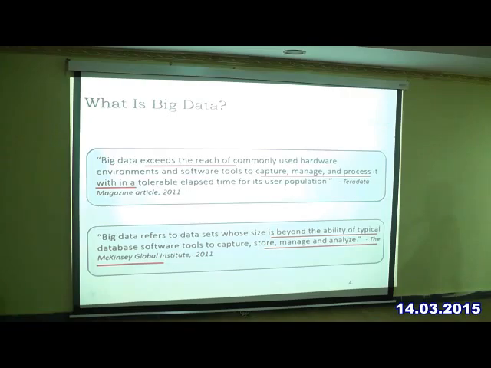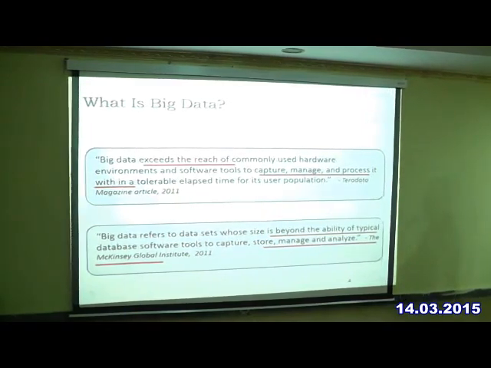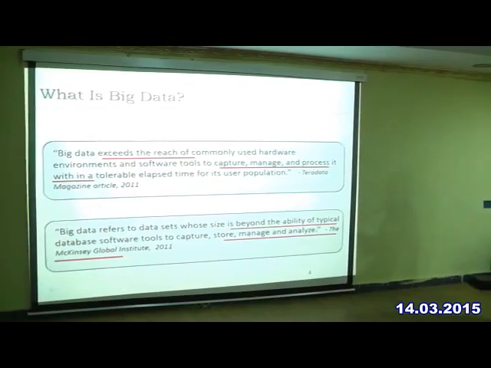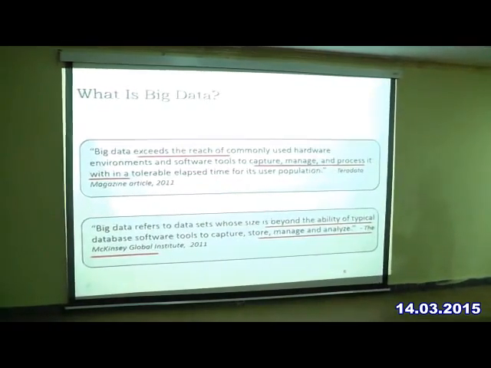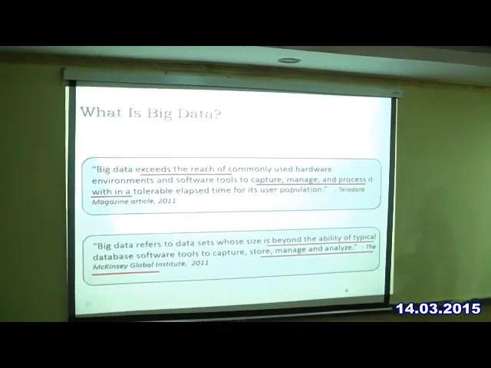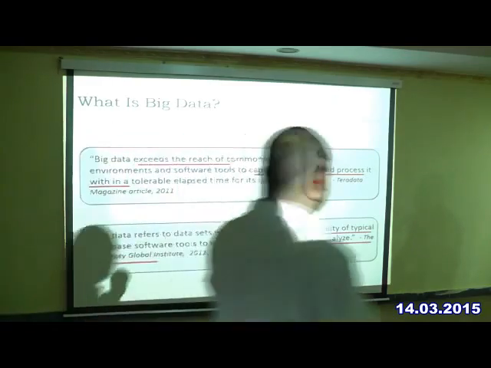So these are some other standard definitions. Big data exceeds the reach of commonly used hardware and software tools. We have got some set of tools. What will we be using those tools for? To capture, to manage, to process. With the existing tools, if you are unable to, in some sense, you can apply those tools, but the amount of time it takes is so huge. If these are the limitations, then we can say the data is big data. The size of the data is so huge and we are in a big data problem. And of course, if the amount of data that we have is beyond the abilities of traditional technologies, then we can call it big data.